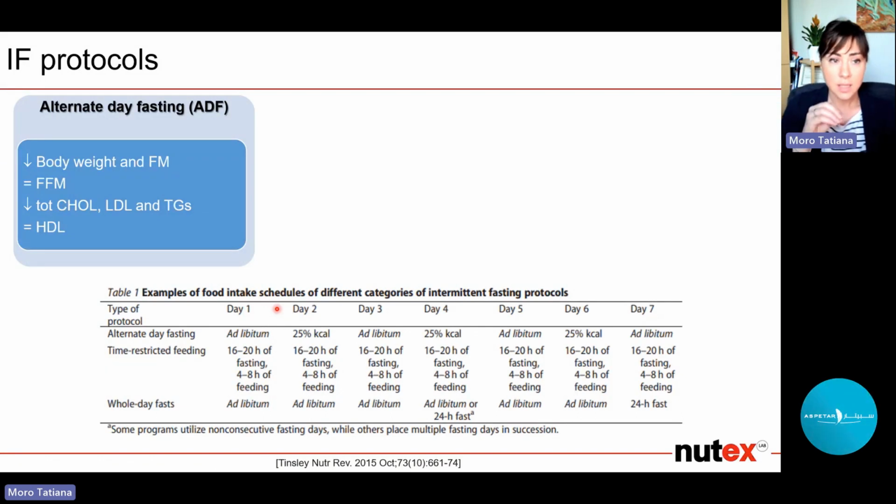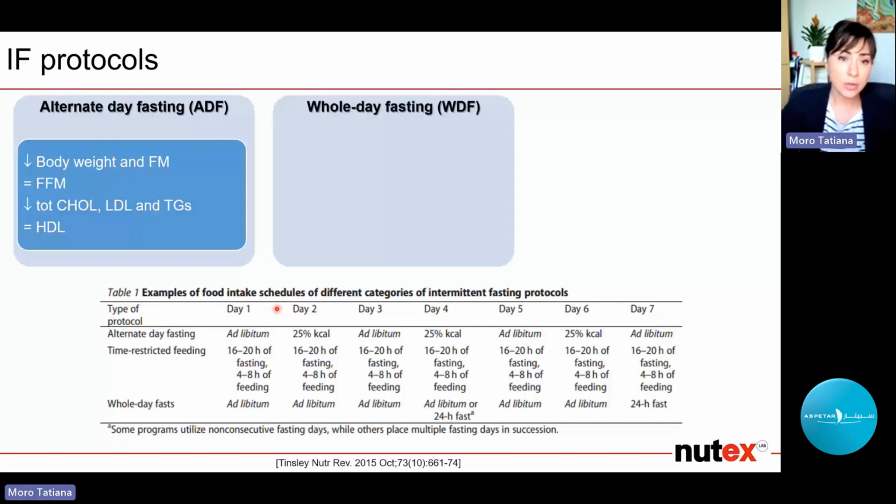But data on this type of diet also suggests that this regimen can sometimes be difficult to maintain, because on the days in which the caloric intake is reduced, people present extreme hunger, and so this is not really feasible, especially for the general population, but also for athletes.